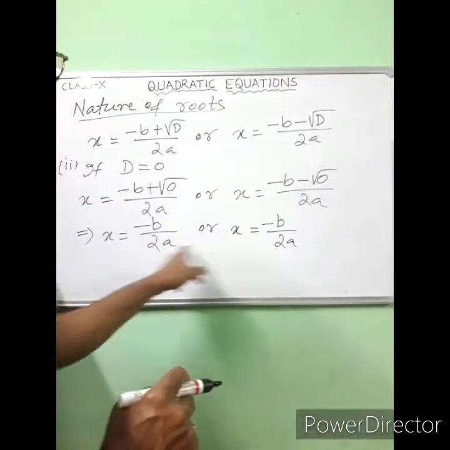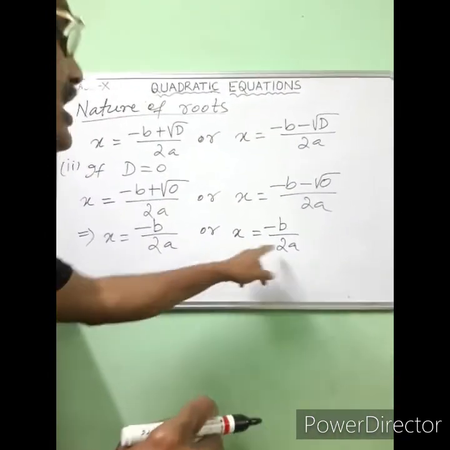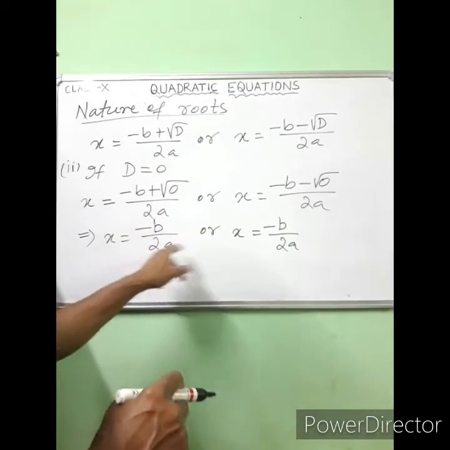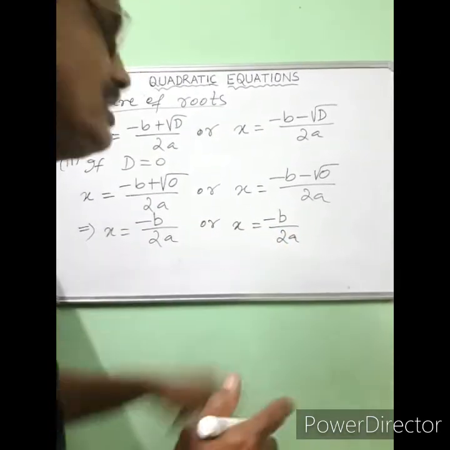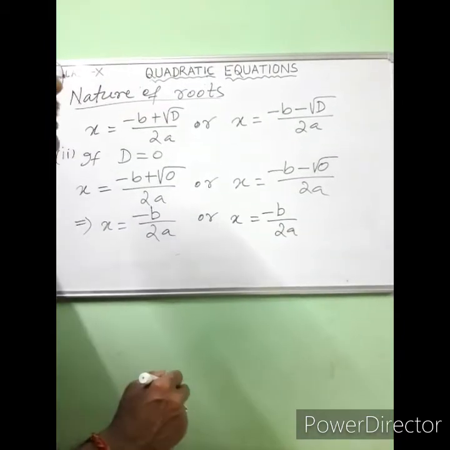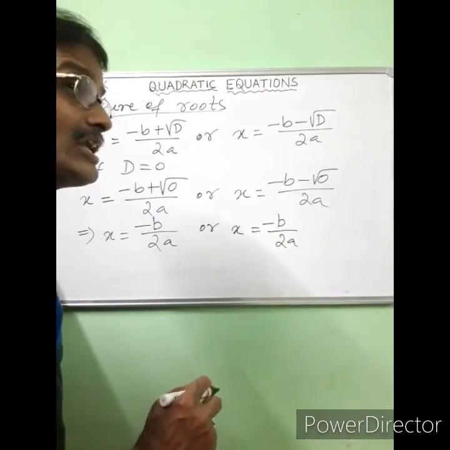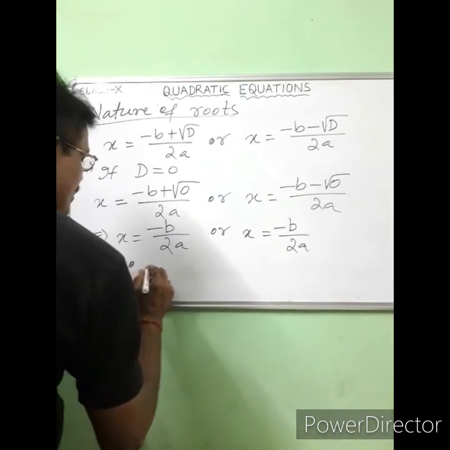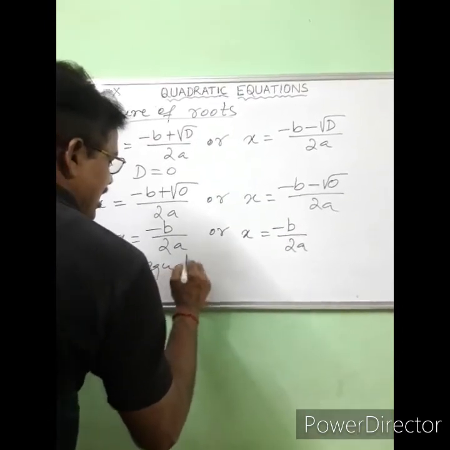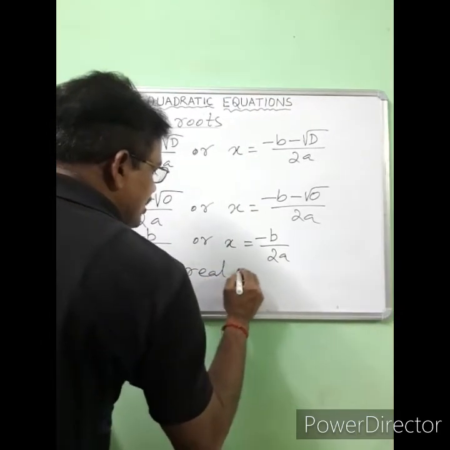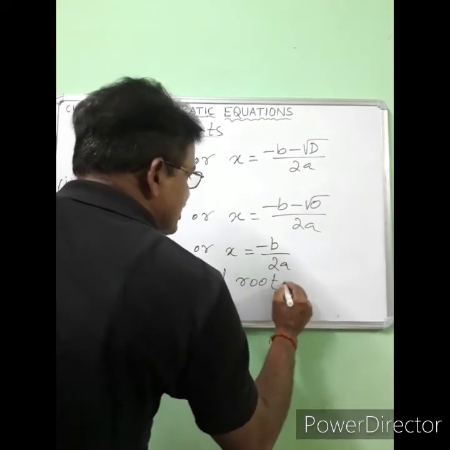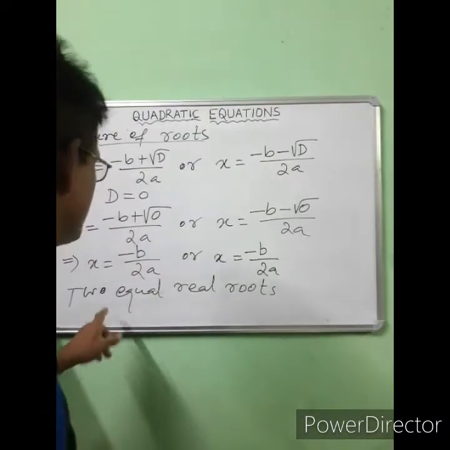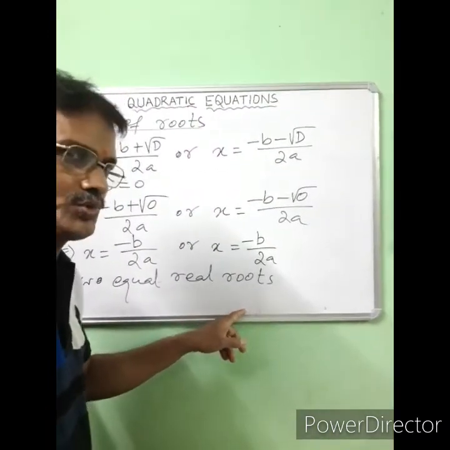So here the two roots are equal: minus b by 2a here, and minus b by 2a there. That means in this case we have two equal real roots. If D is equal to 0, then we can find two equal real roots.